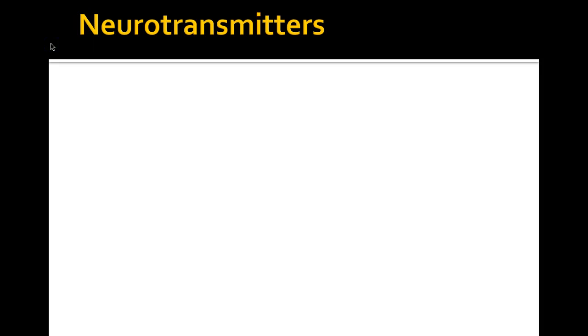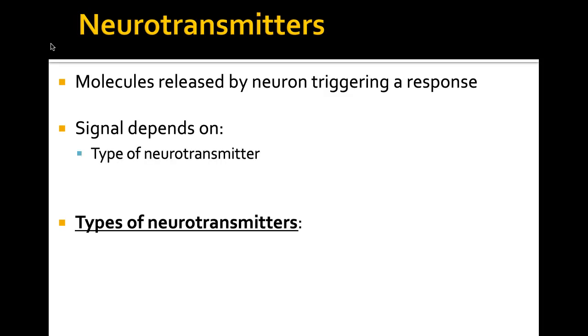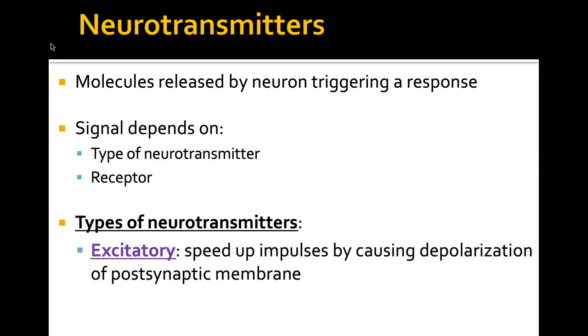So again, what are neurotransmitters? Neurotransmitters are the molecules that are released by the neuron, which is going to trigger a response. The signal depends upon the type of neurotransmitter chemical that's being released and the type of receptor it's able to bind to. Now, there are two general classifications or groupings of neurotransmitters.